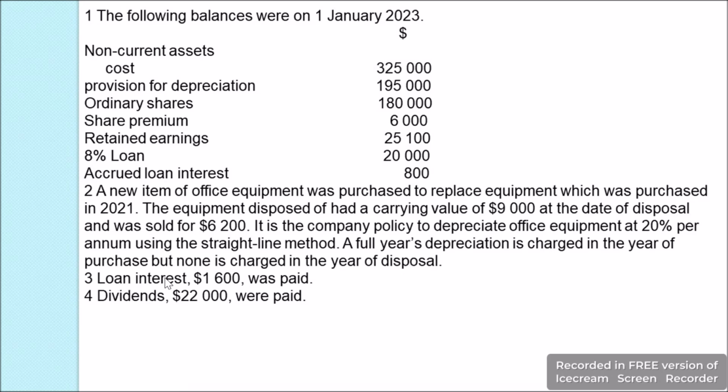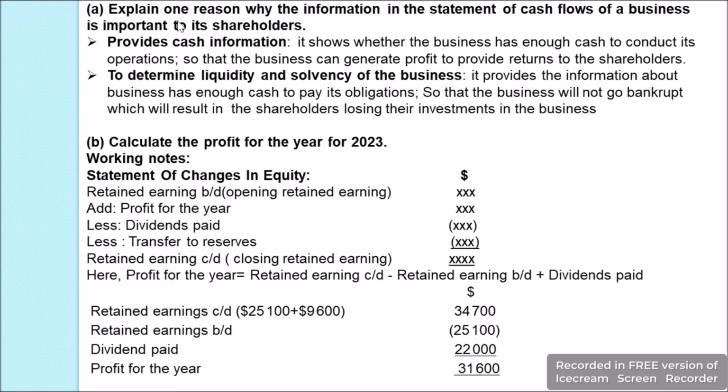Next, loan interest of $1,600 was paid. Dividends of $22,000 were paid. In the (a) bit of the question, we are asked to explain one reason why the information in the statement of cash flow of a business is important to its shareholders.